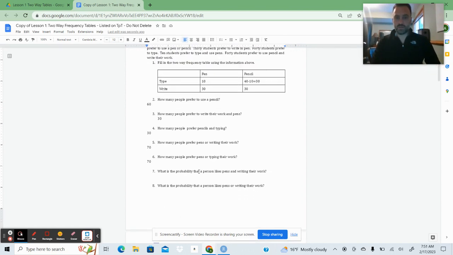And then here, what's the probability that a person likes pens and writing? So pens and writing is 30 out of 100. So we can go 30 out of 100, which is 0.30, or just 0.3. What's the probability that a person likes pens or writing? So again, remember pens or writing was 70 out of 100. And as a decimal, that's 0.70.